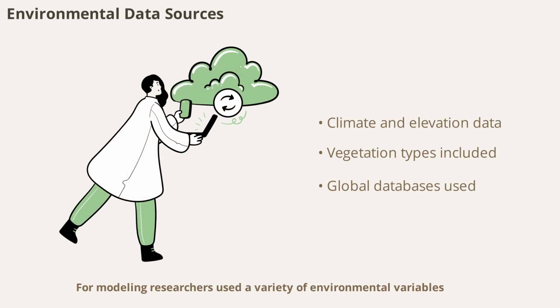the models. In modeling, researchers used a variety of environmental variables, including climate data, temperature, precipitation, cloud cover, elevation, and potential vegetation types. These variables were mapped across Latin America at a fine spatial resolution, providing a detailed environmental backdrop for the models. Data were sourced from global databases like the IPCC and USGS, ensuring consistency and broad coverage. Careful processing and selection of variables helped ensure that the models captured the key ecological factors for each species.